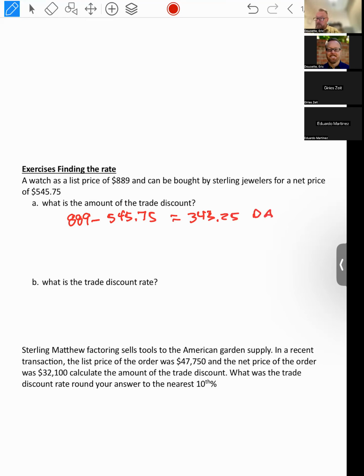So again, we were still trying to find the rate. So we could take the discount amount, which is $343.25. We can divide that by the original amount. What was the original amount? $889. We divide those two, that would give us the rate. So that comes out to 0.3861, or the same thing as saying 38.6%. So that was our trade discount rate.